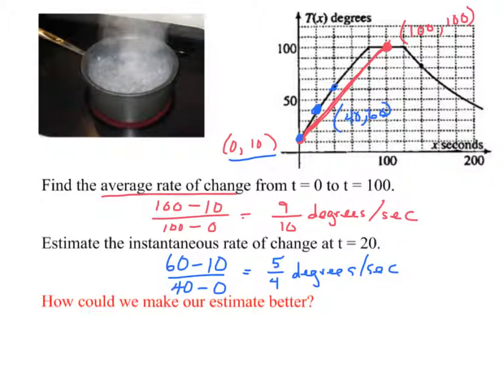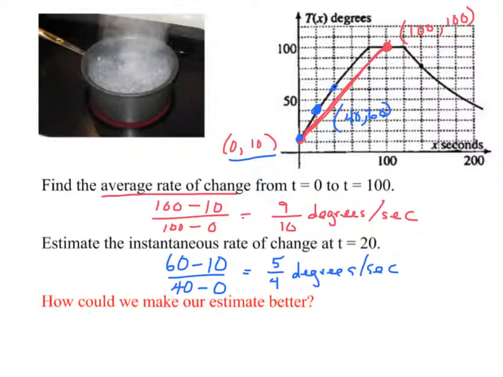Now, I just want to point this out. We said it was a little bit steeper. The slope here is a little steeper than up here, right? And then, of course, here it was level. Well, our average rate of change from 0 to 100 was less than a degree per second. But at 20 seconds in, it was greater than 1 degree per second. So that verifies the slope is greater here at 20 than it is on average for the whole thing. Okay, so it's the difference between this idea of an average and the idea of an instantaneous rate of change.